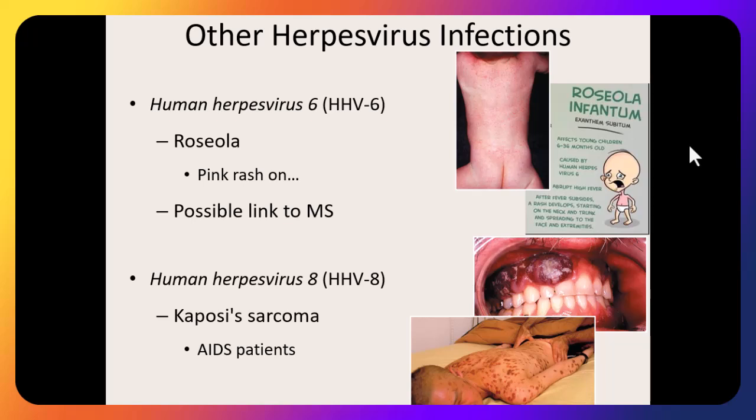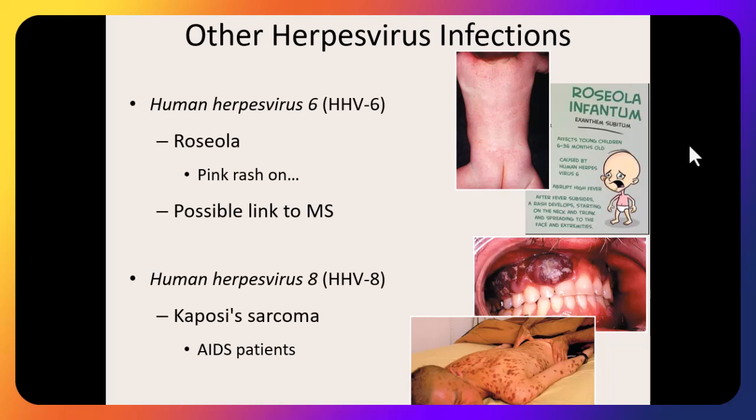But human herpes virus 6 causes a condition in infants known as roseola. It causes a pink rash, hence the word rose. So think of pink roses. It causes a pink rash on the abdomen and torso that can start to spread out, but it causes mostly just a rash right down the midline of infants.